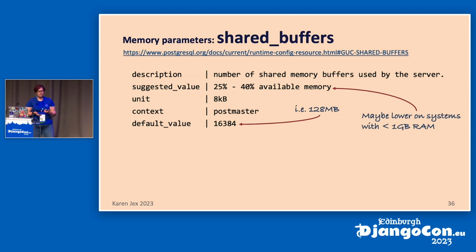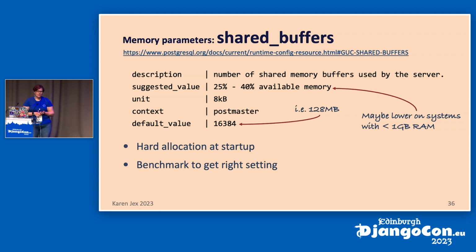So lots of different rules of thumb, but in general, looking at something like 25 to 40% of the available memory on your system is often a good place to start. If you've got a system with less than 1 gigabyte of RAM, then you might need to look even lower than that, or maybe start at 25% and see how you go. The entire amount of memory is allocated to Postgres when you start the Postgres server.